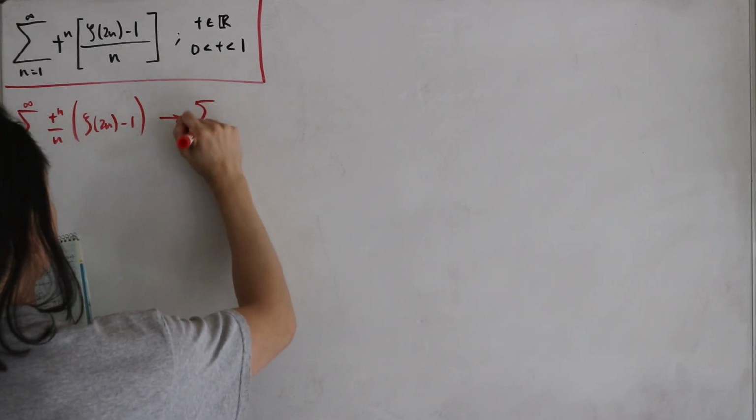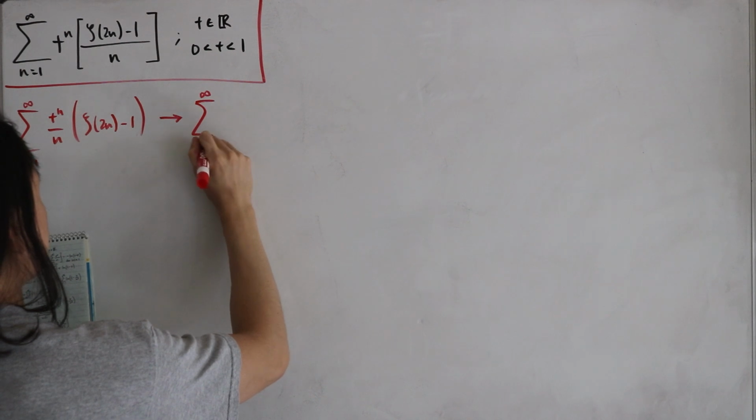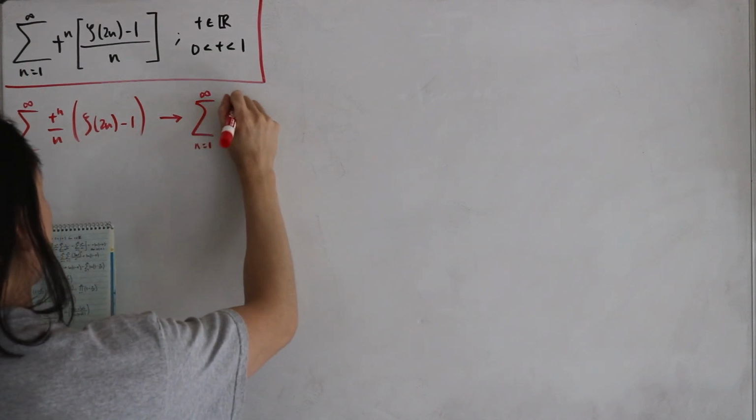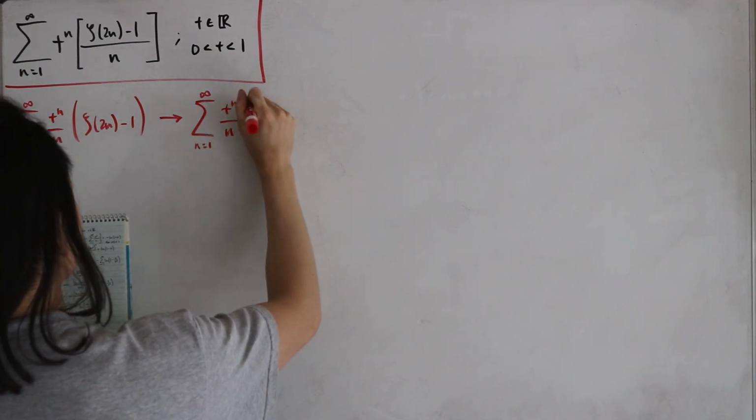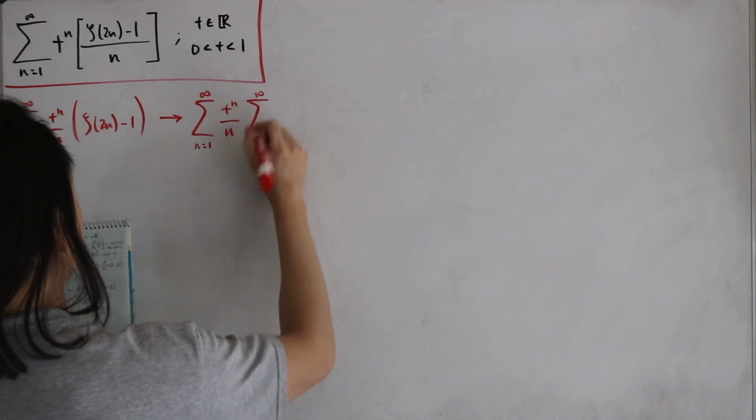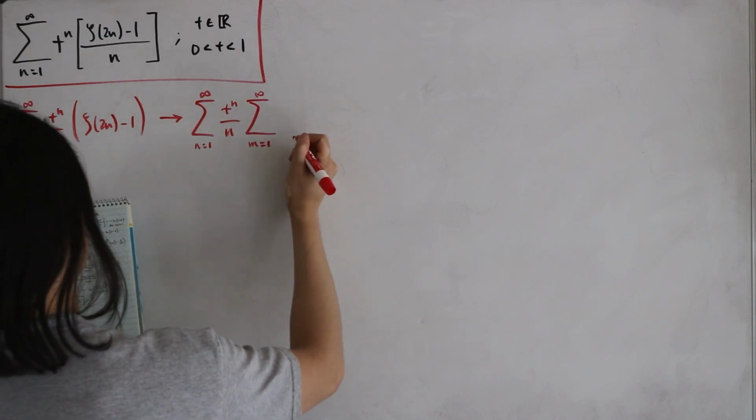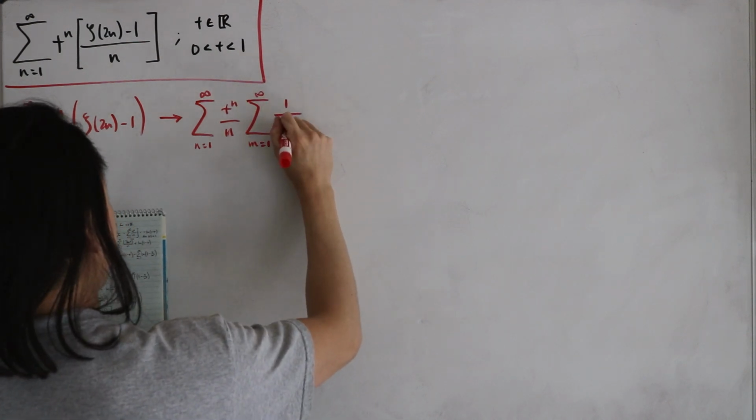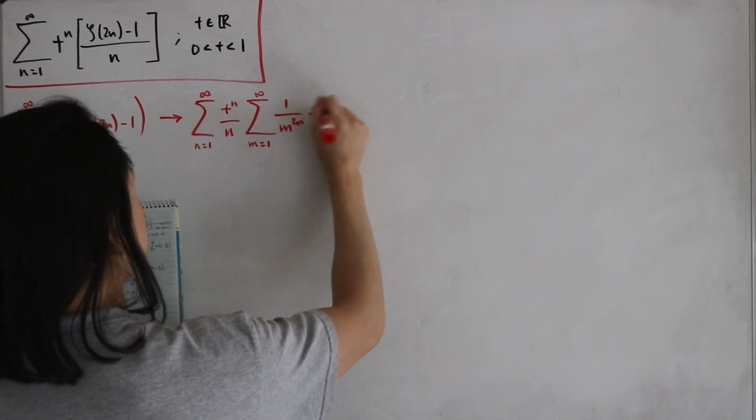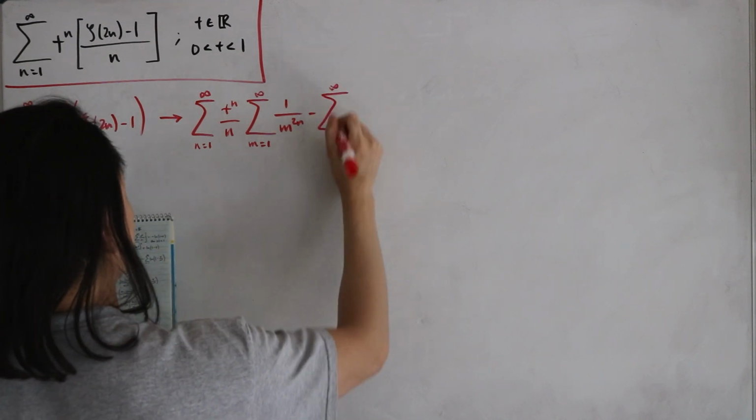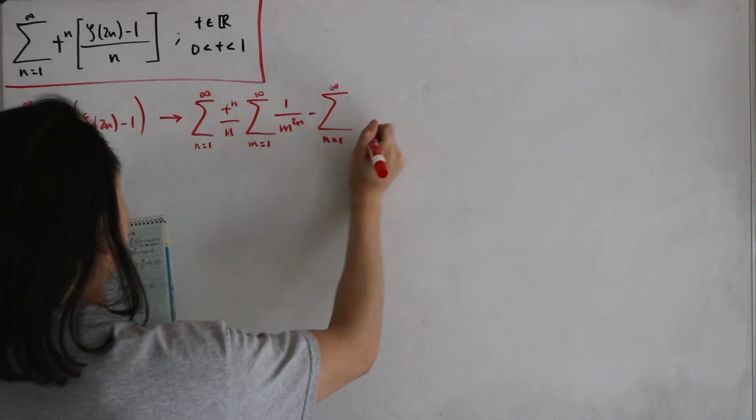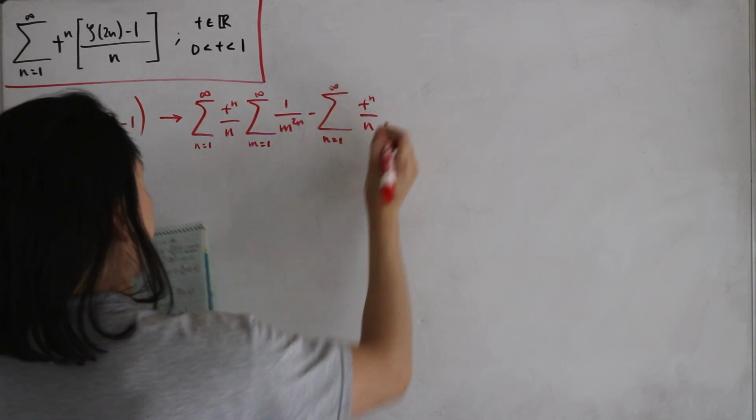So then we have the infinite sum n equals 1 of t to the power n divided by n, multiplied with the infinite sum. We'll call this index m equals 1 of 1 divided by m to the power 2n, and then subtract the infinite sum of the same thing, n equals 1 of t to the power n divided by n.